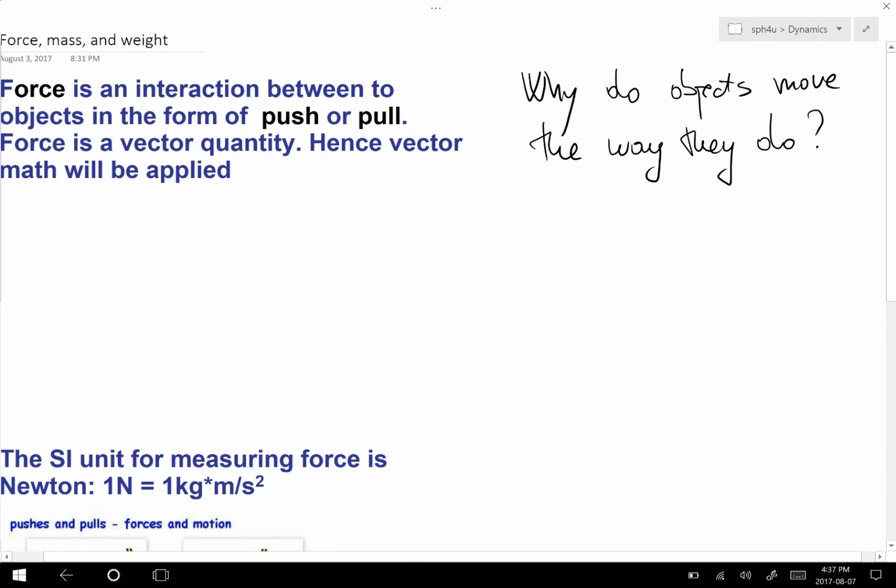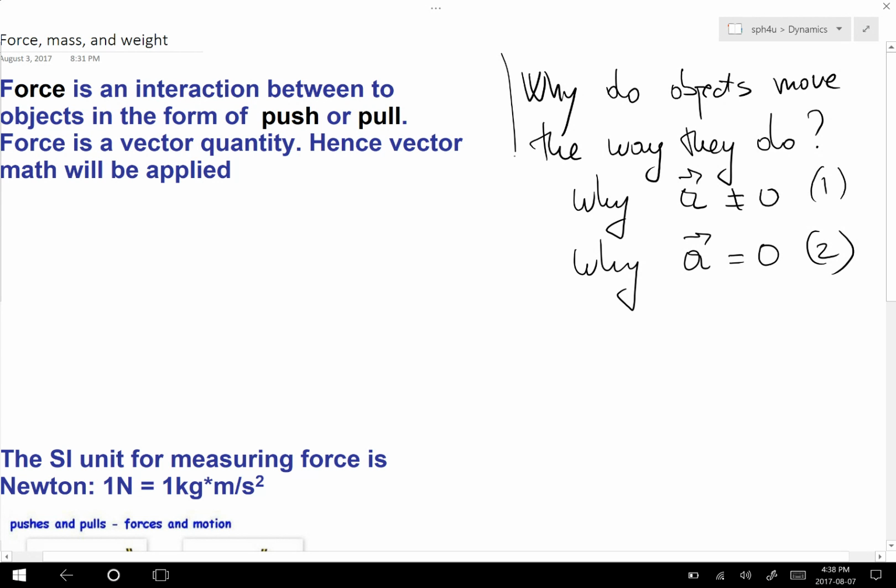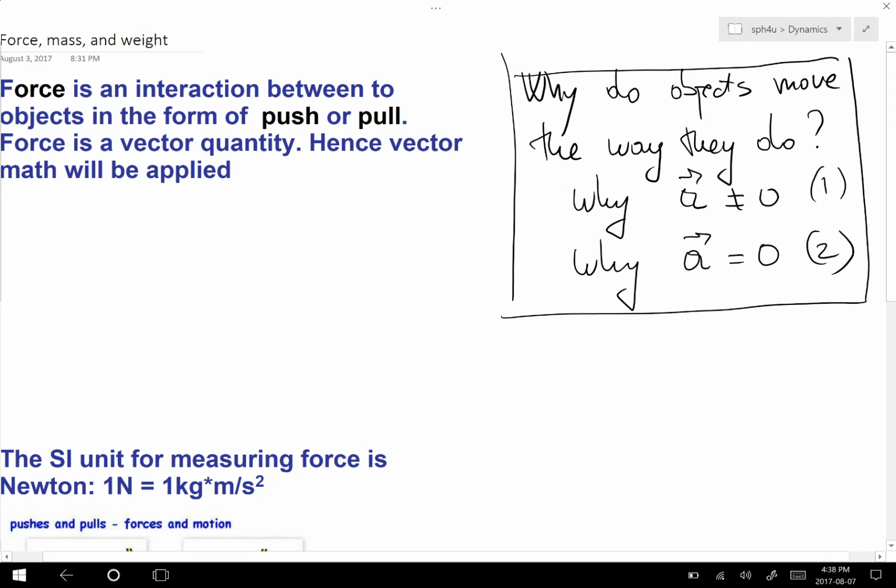And there is one kinematics quantity that defines the type of motion, that is acceleration. So pretty much, why is acceleration not zero? That's one question. Why is acceleration zero? What causes that? Okay, so that's our big idea in this unit.